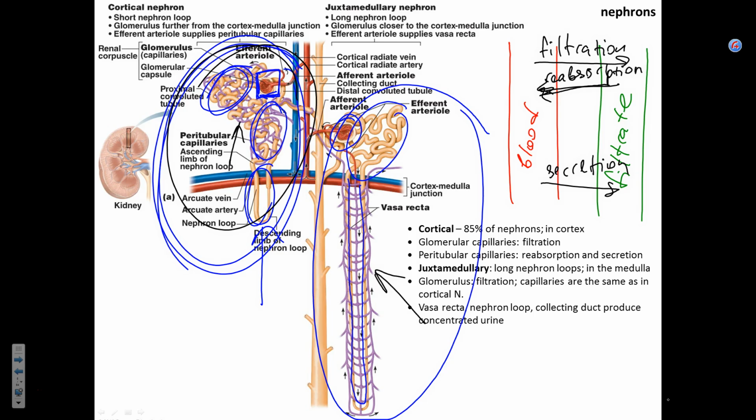So essentially, you can think of it this way. When reabsorption happens, all that is being reabsorbed is picked up by peritubular capillaries and brought back into the circulation. Am I clear?